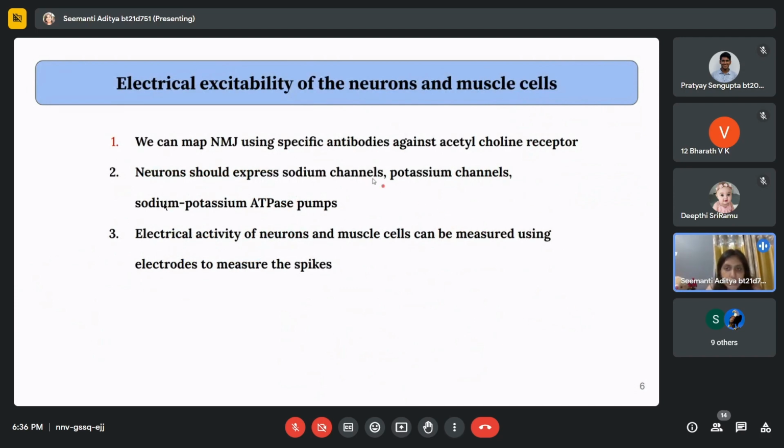So then, as I was saying about the neuromuscular junction, we can use specific antibodies against the acetylcholine receptor to check whether or not the neuromuscular junction is formed. Apart from that, neurons should express other kinds of channels like sodium channels, potassium channels, and the sodium potassium ATPase pumps.